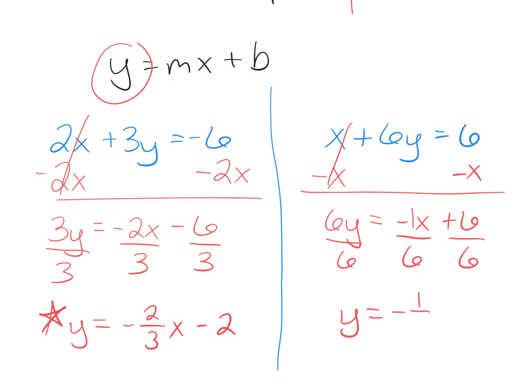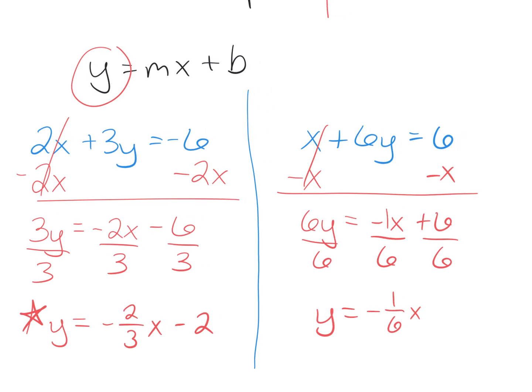Remember, do we want decimals? No, because you can't graph it. Right, you want rise over run, so we want to keep fractions. Okay, and then 6 divided by 6? 1. Now these are both in the form where we could graph them.